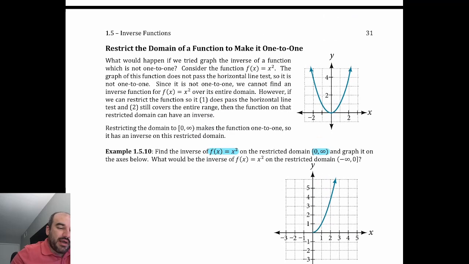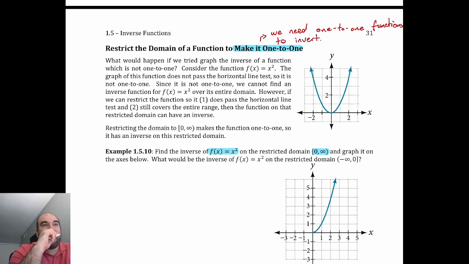The reason why we would need to do this is because we can't invert functions unless they are one-to-one. So let's make a note of that. We need one-to-one functions to invert. We can't invert non-one-to-one functions.